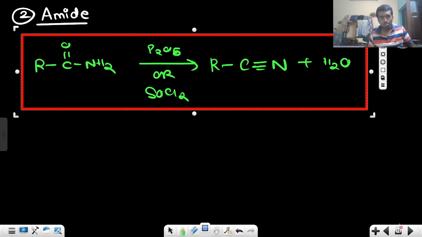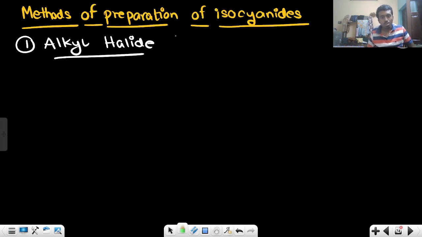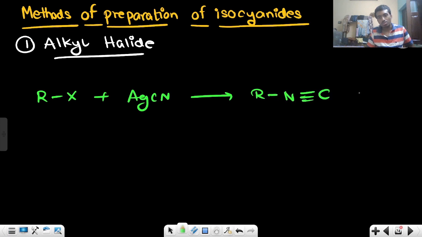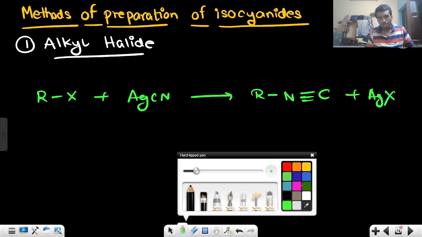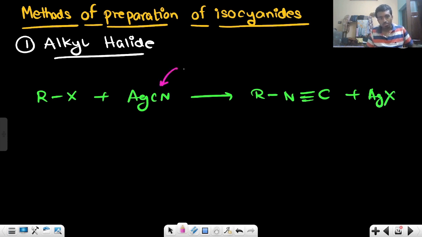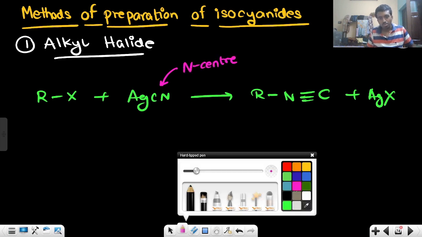Okay. Next one. Method of preparation of isocyanide. This is an easy topic, so I have nothing to explain about it. Method of preparation of isocyanide from alkyl halide. How will you prepare? Using AgCN. You can prepare RN≡C plus AgX. Here the attack is from the N center, not from the C center.